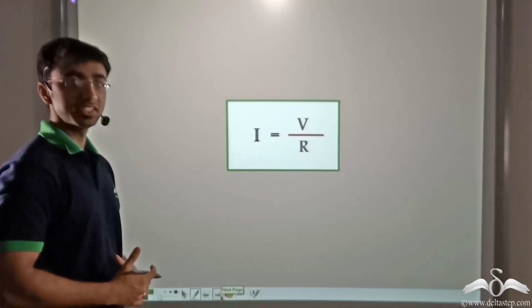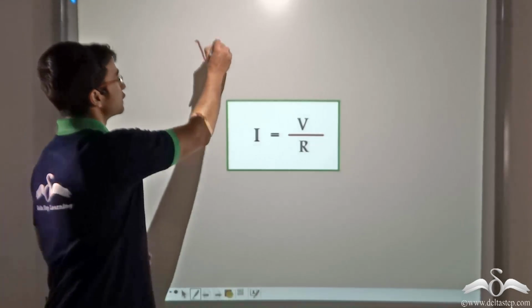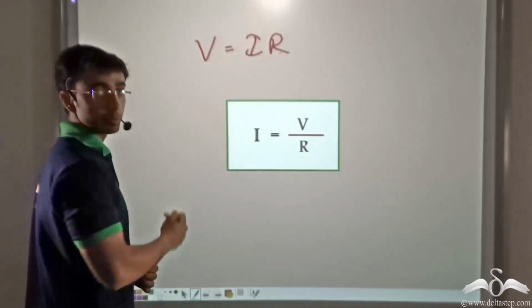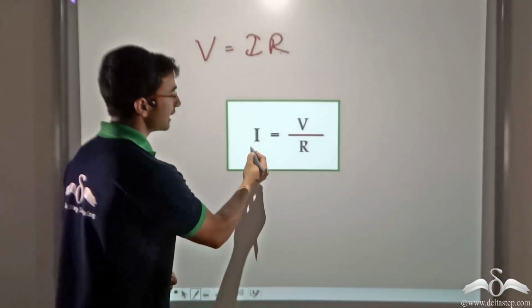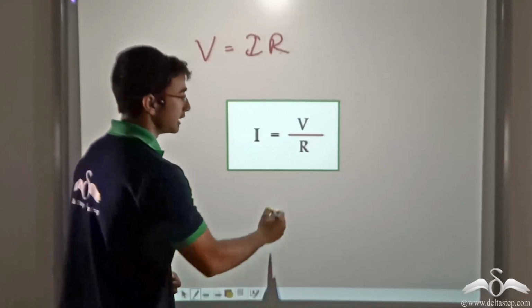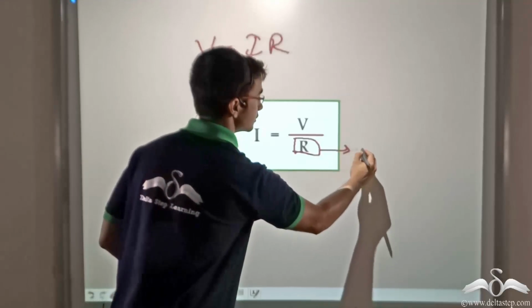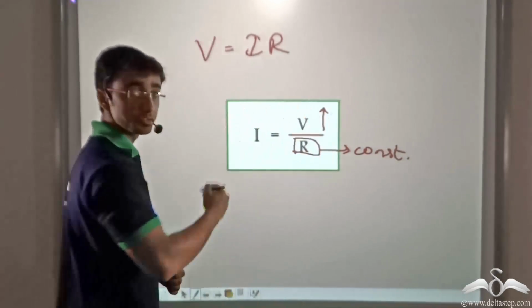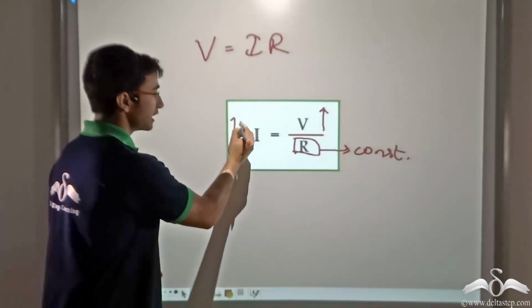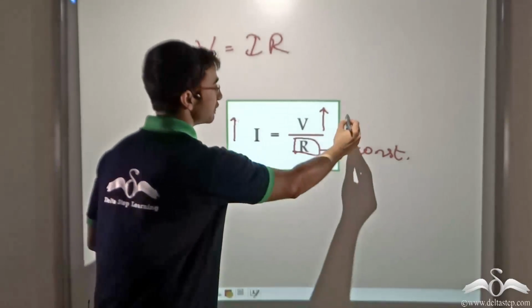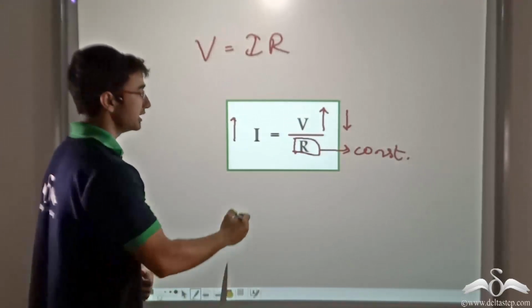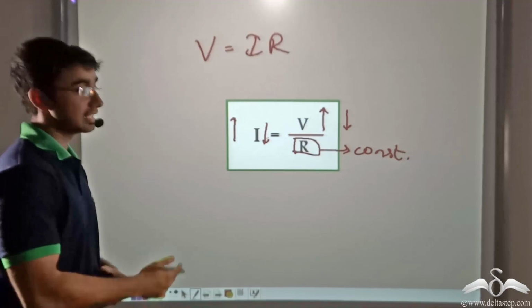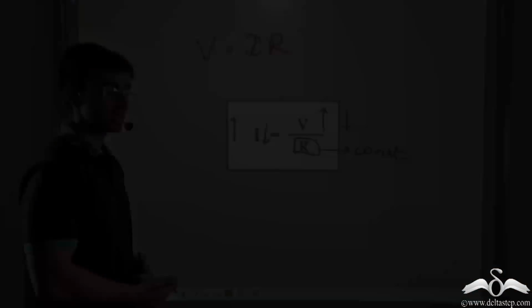Now if I rearrange the equation for Ohm's law, which was V equals I into R, and I bring R to the denominator by cross multiplying, I get I equals V by R. Now if I keep R constant, and I increase V, it means that the current will increase. Similarly, if I decrease V, it means that the current will decrease. And this is exactly what I had stated earlier, that voltage is directly proportional to current.